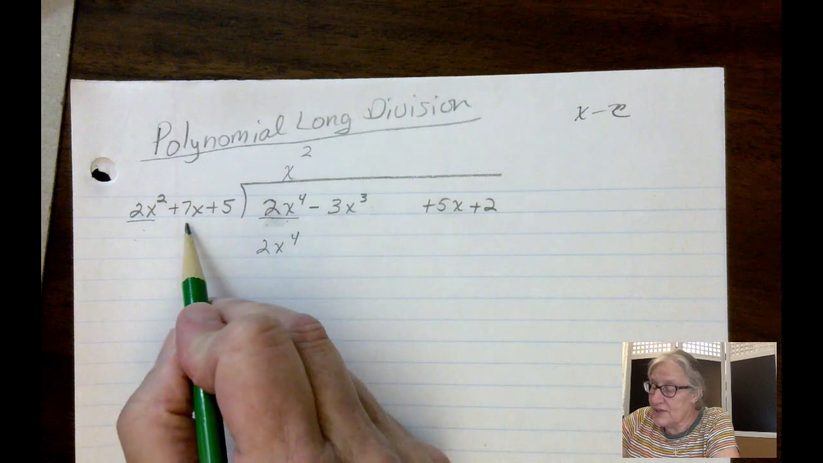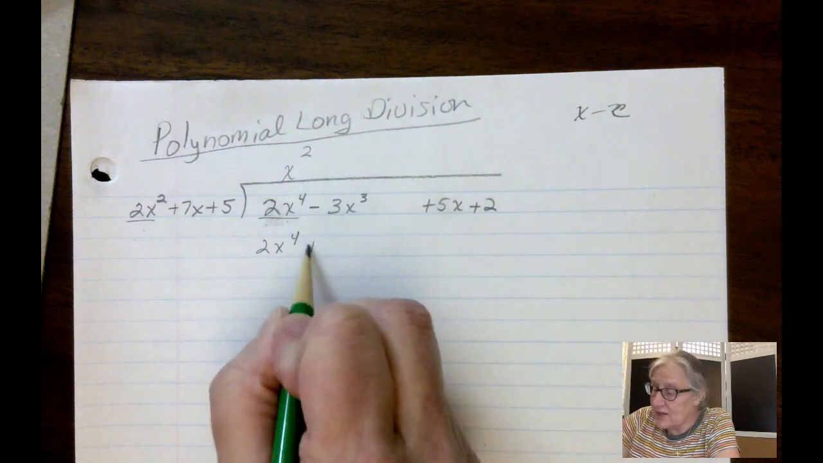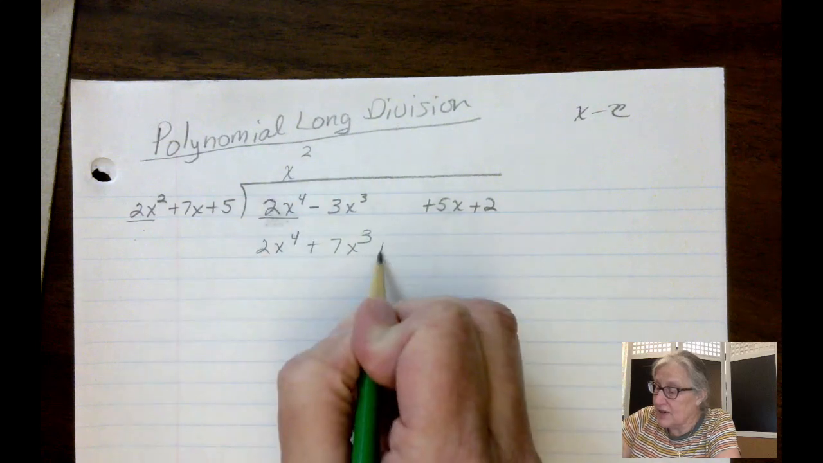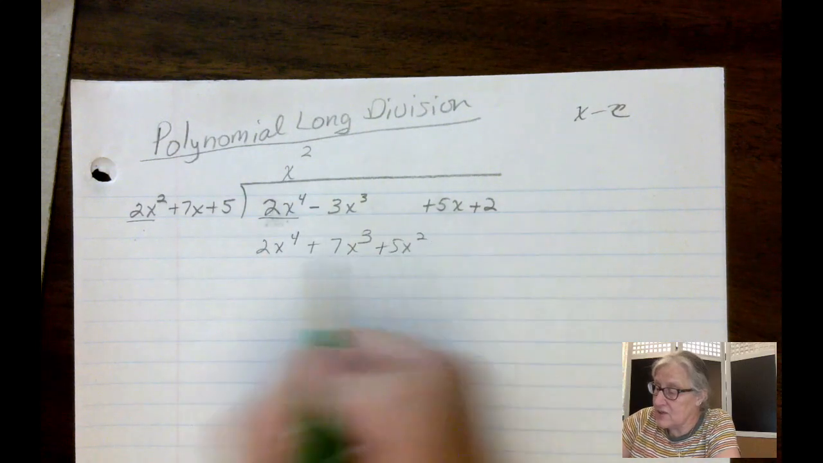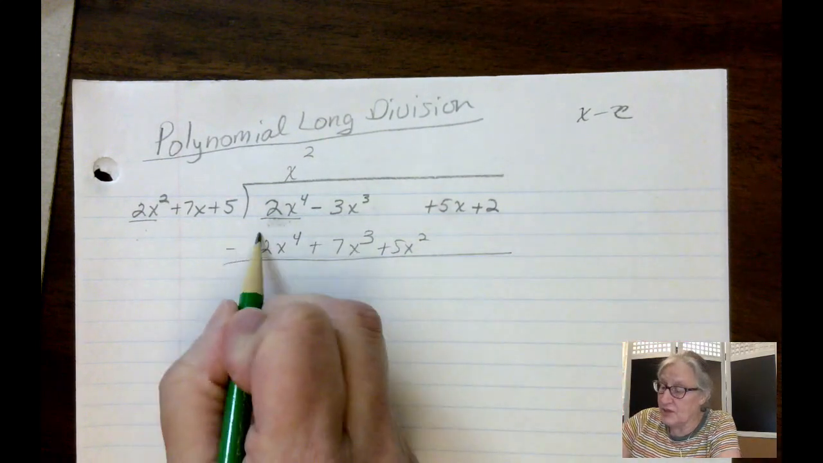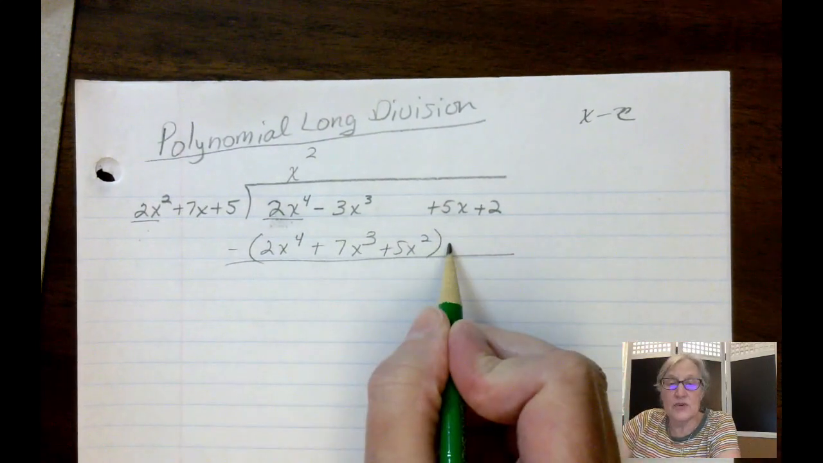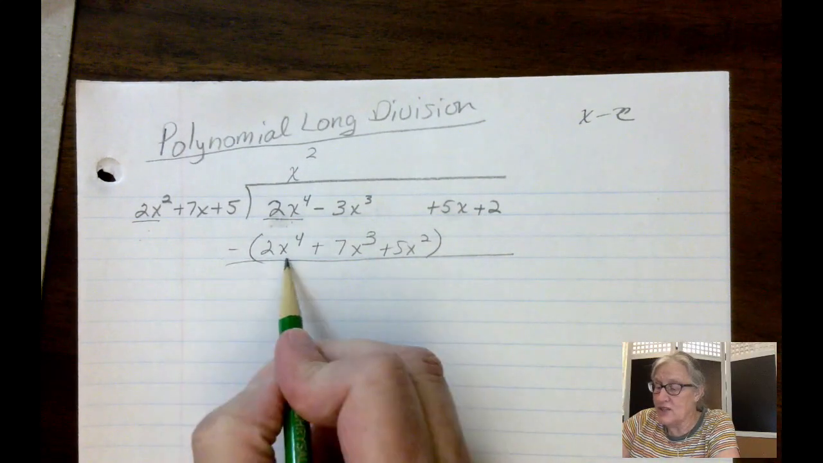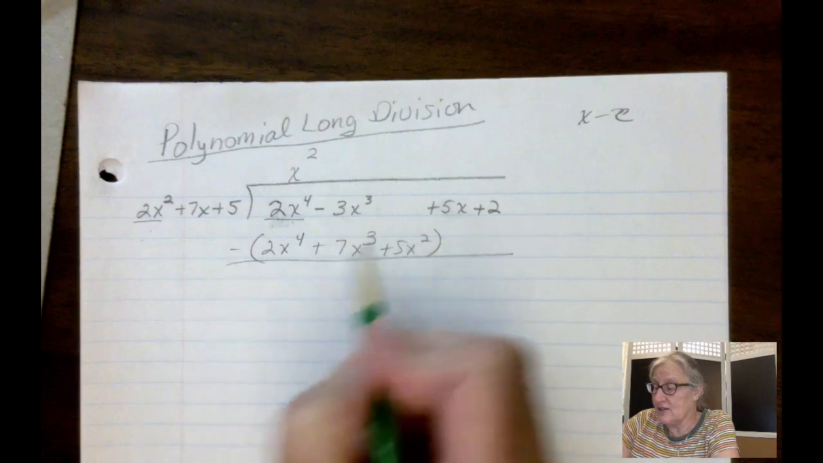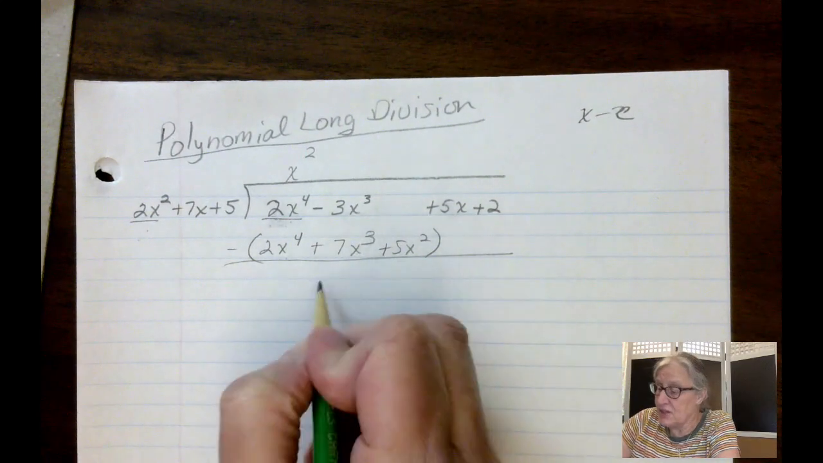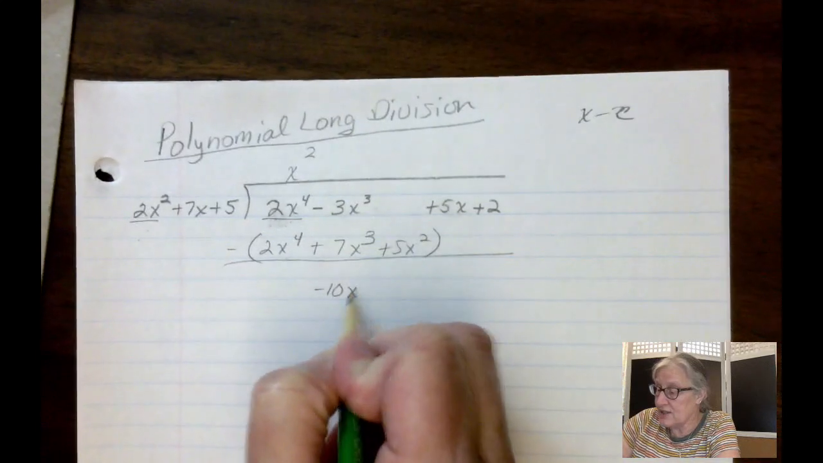X squared times 7x is 7x cubed, so that goes in the x cubed column. X squared times 5 is a 5x squared, and that goes in the x squared column. And just as we did in arithmetic, we are going to subtract that entire row from the first row. So 2x to the fourth minus 2x to the fourth is 0, so they cancel out. A negative 3x cubed minus 7x cubed is a minus 10x cubed.